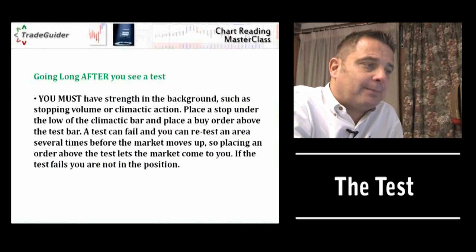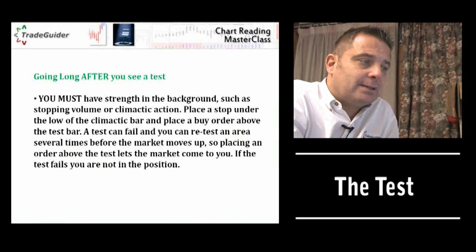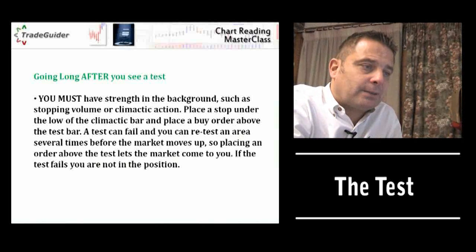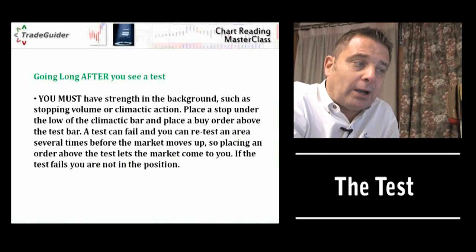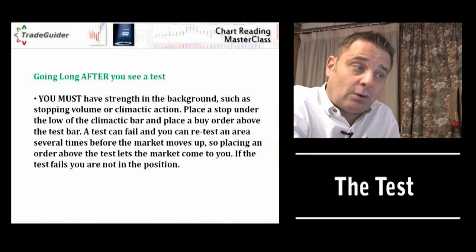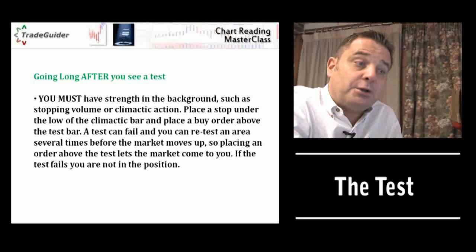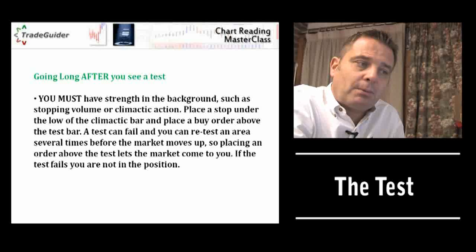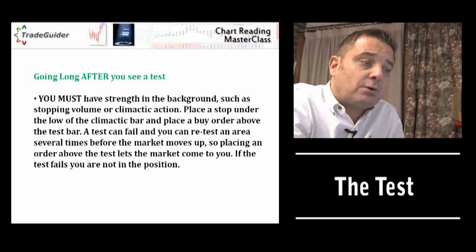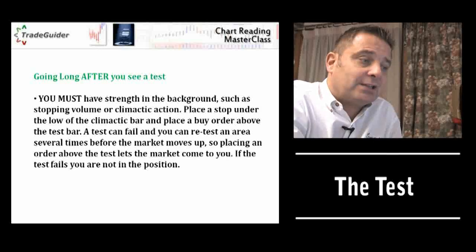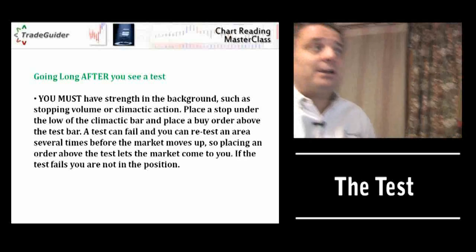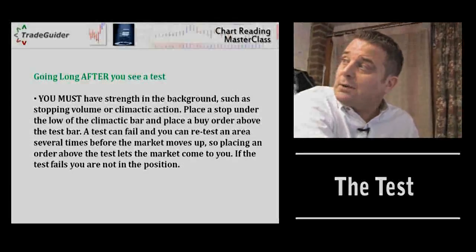So let me just recap. You must have strength in the background, such as stopping volume or climactic action. Place a stop under the low of the climactic bar and place a buy order above the test that you've chosen to enter on. Remember, a test can fail and you can retest an area several times before the market moves up. So placing an order above the test lets the market come to you, as we've discussed. If the test fails, then you're not in the position anyway because you haven't bought a market. Philip, correct? I agree.